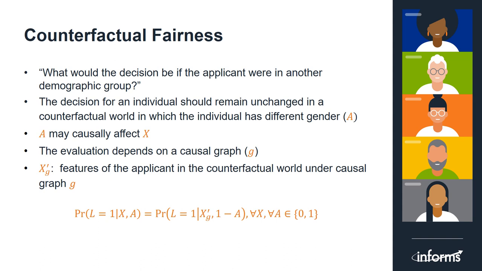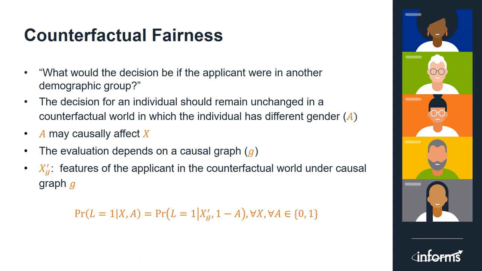Counterfactual fairness notions take a different approach to measuring fairness in algorithm-based decisions. It's based on the question, what would the decision be if the applicant were in a different demographic group? Counterfactual fairness requires that the decision remains unchanged in a counterfactual world in which the individual has a different sensitive attribute value. It's important to note that the sensitive attribute A may causally affect some features in X. Therefore, unawareness, the strategy of excluding the sensitive attribute from the inputs, cannot guarantee counterfactual fairness, because the changes in other features resulting from the change in the sensitive attribute could possibly change the decisions.